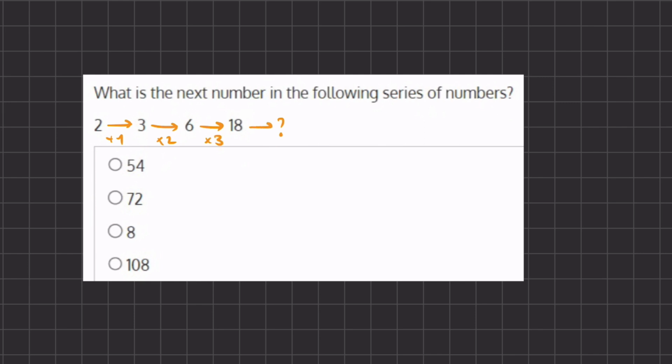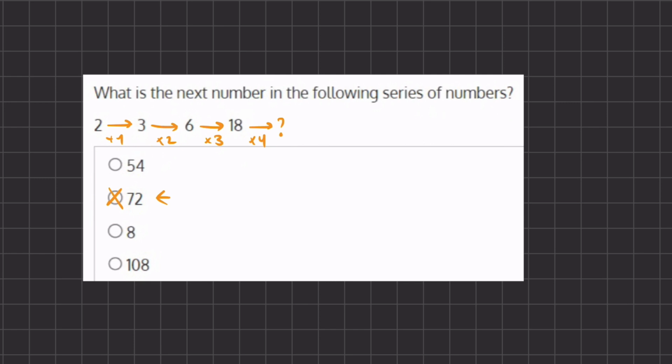Now, a very natural transition for the next one to be is to multiply by 4. But when we multiply by 4, we get 72, which does show up as the answer, but is incorrect. And that is because it does not explain this first transition between plus 1 and times 2. So let's try to think of a different pattern that can match our number series.